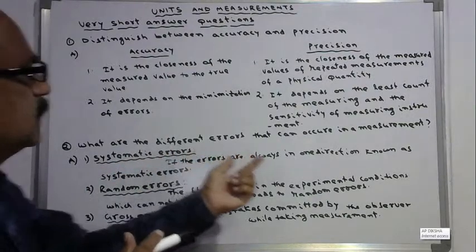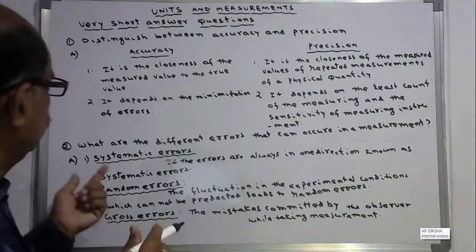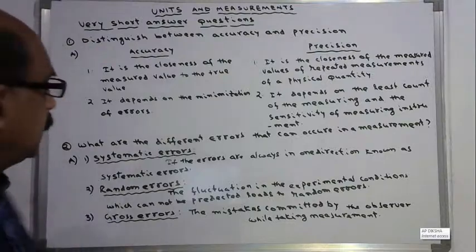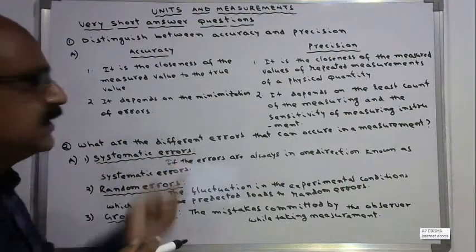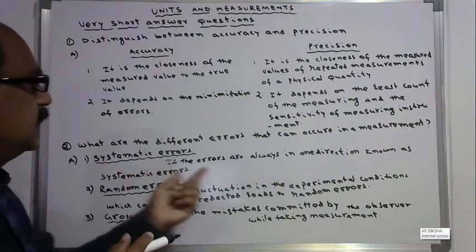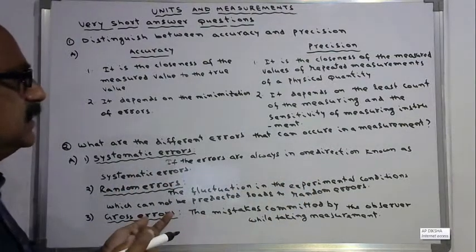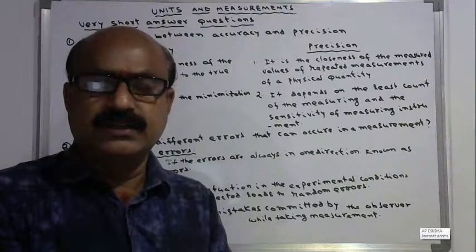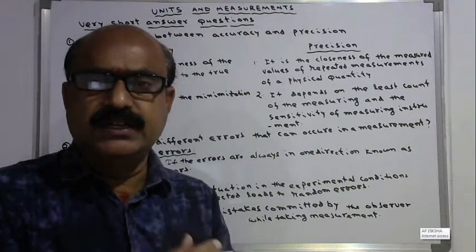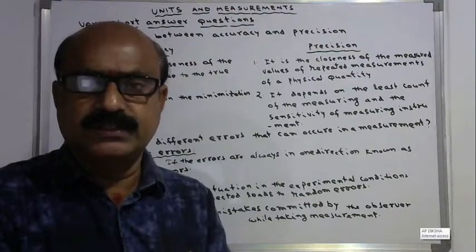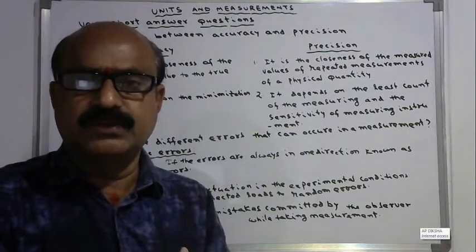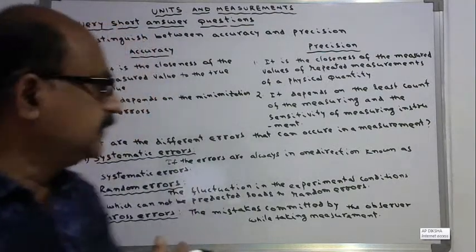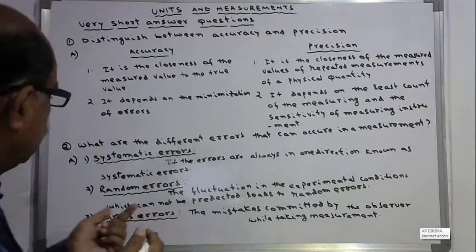What are the different errors that can occur in the measurement? See, we have to observe the different types of errors. One is systematic error. Systematic error means if the errors are always in one direction, they are known as systematic errors. So one direction means the readings are deviating periodically in the same direction, that is, for example, the screw gauge positive error, where the error is repeated systematically. That is what is called systematic errors.